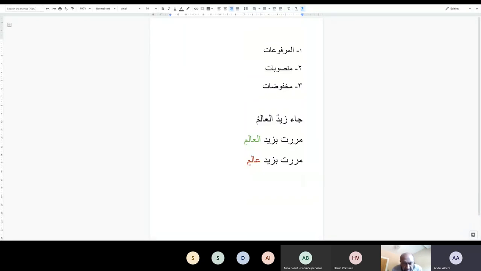Meaning, what if it is feminine? So let's look at the hadith. The Prophet ﷺ said, "Khayru mata'id-dunya al-mar'atus-salihah." Where is the na'at in this? خير متاع الدنيا المرأة الصالحة. So this is a hadith. So where is the na'at?